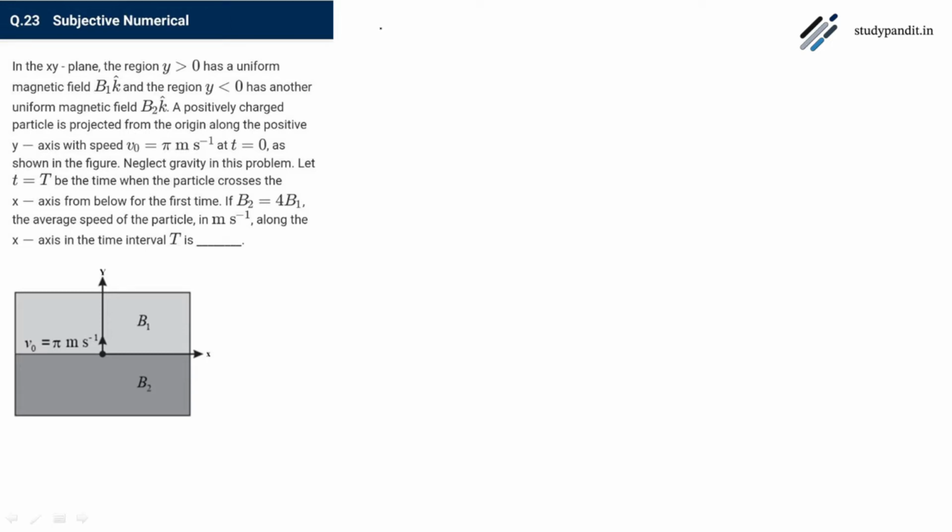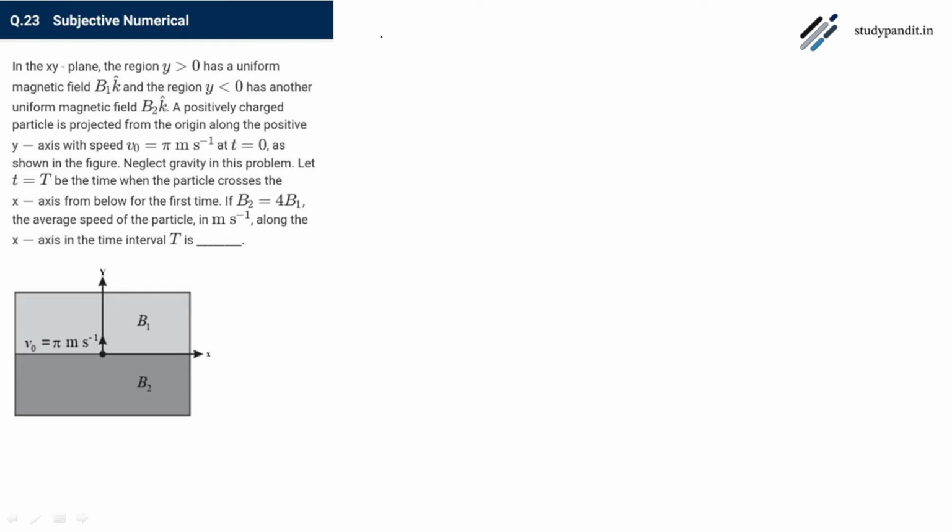So the question is, in the xy plane, the region y greater than 0 has a uniform magnetic field B1 k cap, and the region y less than 0 has another uniform magnetic field B2 k cap. A positively charged particle is projected from the origin along the positive y-axis with speed v0 equals pi meter per second at time t equals 0, as shown in the figure. Neglect gravity in this problem.